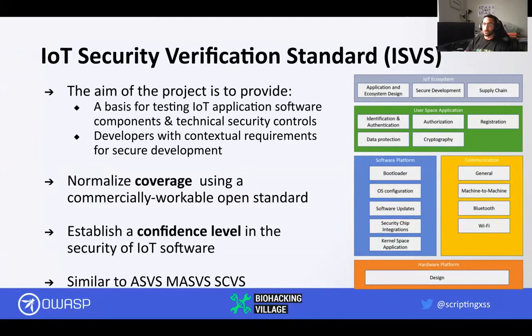Today there isn't a standard to help normalize the coverage of how well my IoT device, my medical device, has been tested. It's essentially tribal knowledge, or maybe there's an overview of a methodology, but this aims to plug those gaps and help clear the ambiguity there. And so we followed our sister projects within OWASP. The ASVS is for the web, the MASVS for mobile, and the SCVS for software composition. Think about it like supply chain and building software.